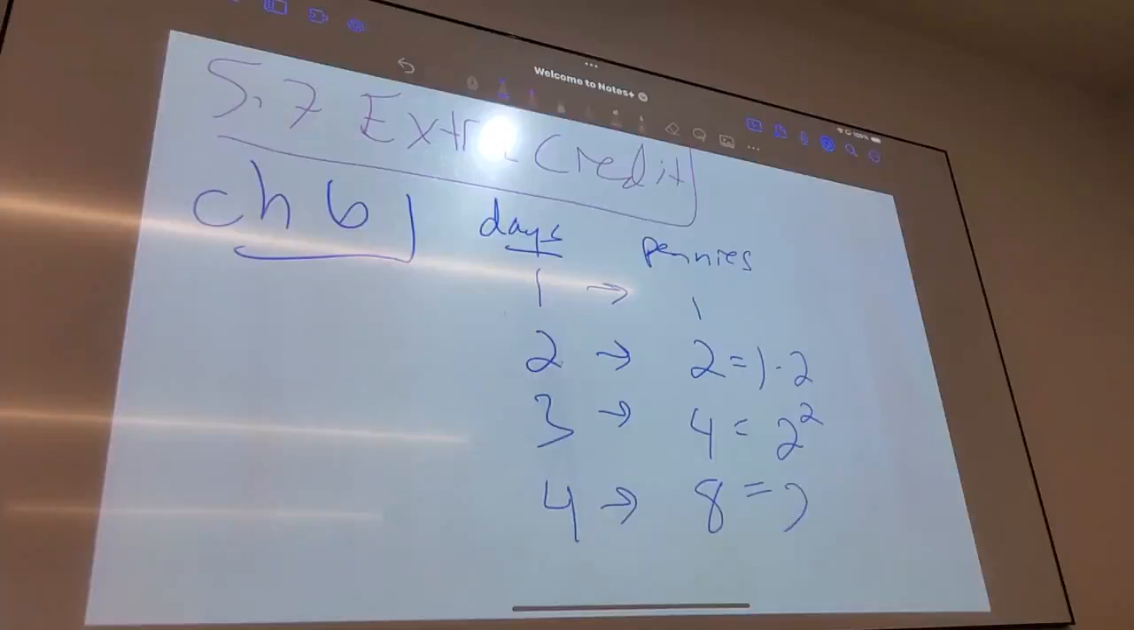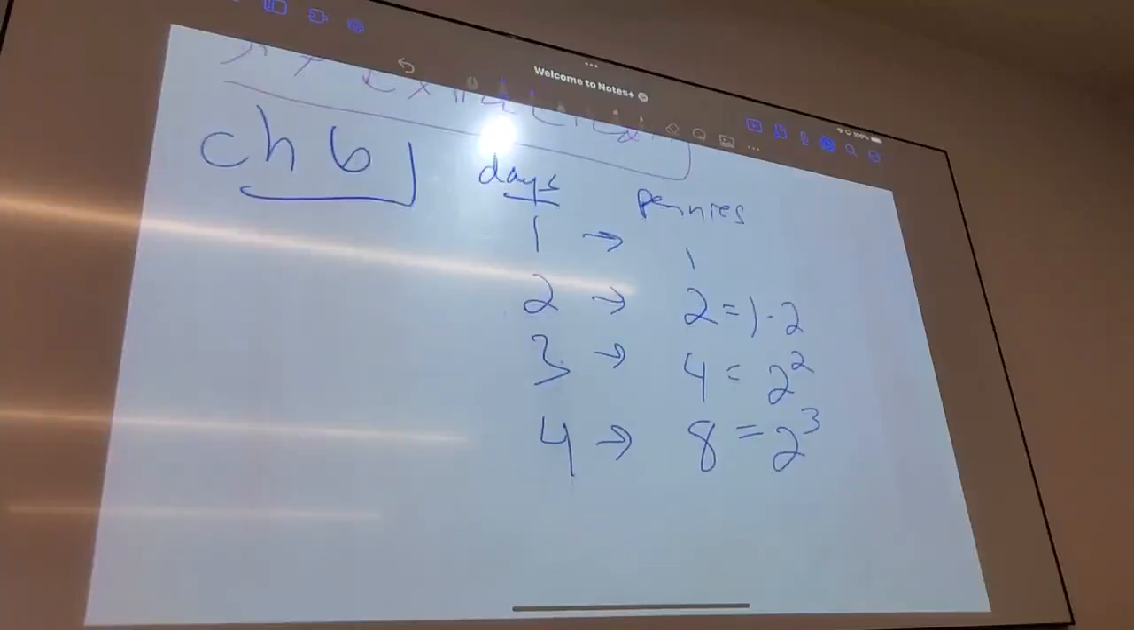8. Because that's 2 times 2 squared. That's 2 cubed. Do you see a pattern happening? On day 2, it's 2 to the first. On day 3, it's 2 squared. On day 4, it's 2 cubed. So what's day 30 going to be? 2 to the 29th, yes?